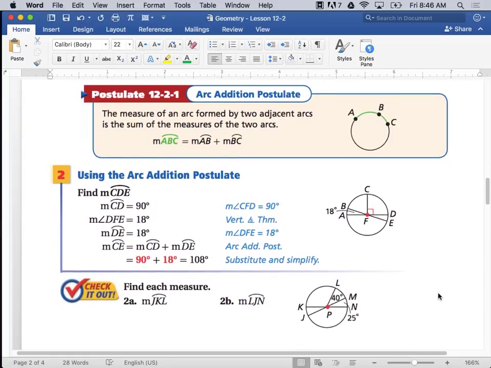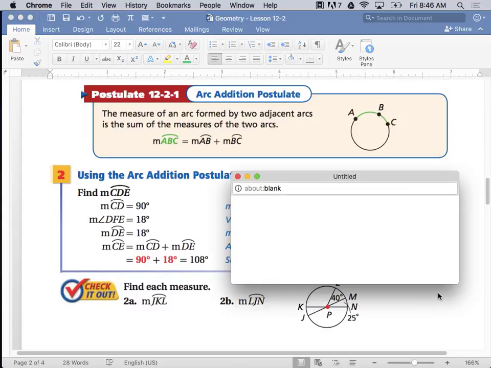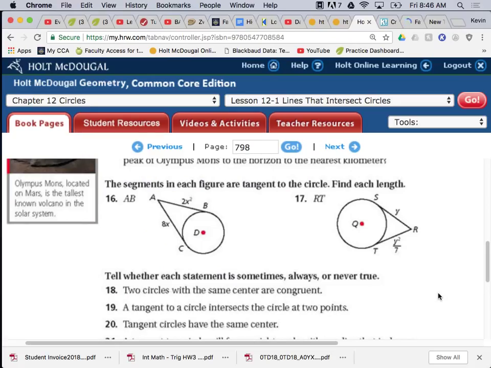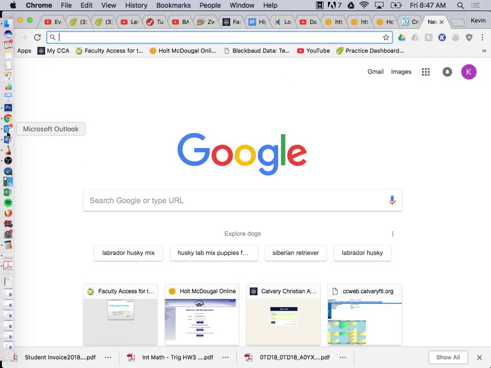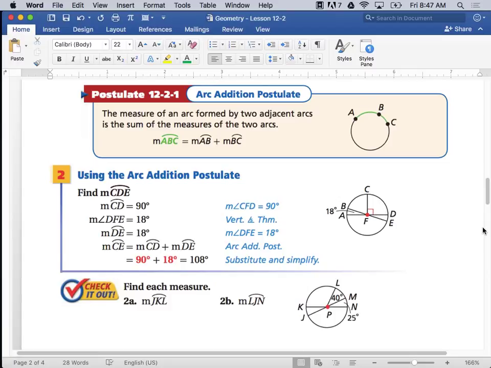Arc addition postulate. This is really simple, guys. Look, if I take the measure of arc AB and the measure of arc BC, and I measure from A to C, well, the measure of arc AC is equal to AB plus BC. Does that make sense? You just add them. I think that's pretty simple. Even if you just look at it, I think it's pretty obvious, right? You just add them together. Does that make sense?